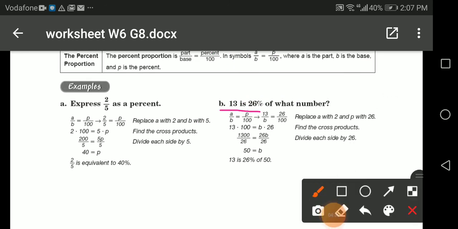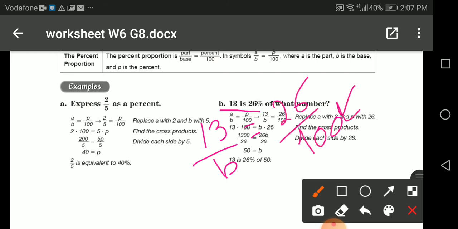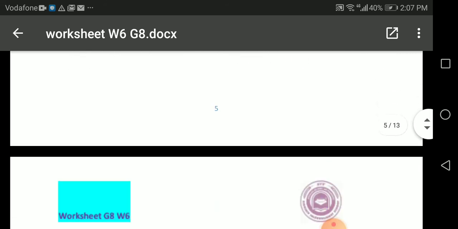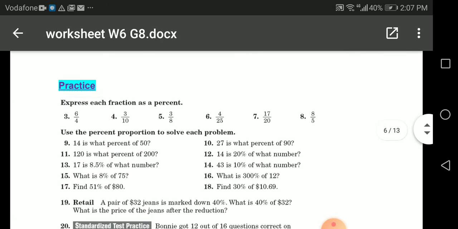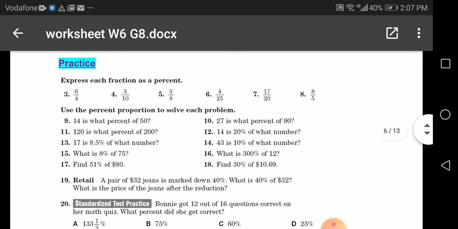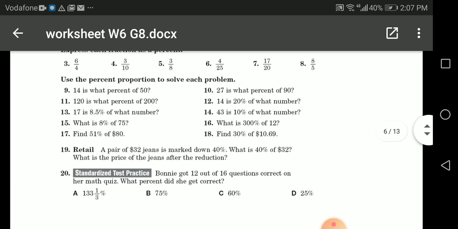13 is 26% of what number? The same idea. 13, remember this, guys, is 26%. Percent means here per 100. So what I do here, cross multiplication, I want here B, then I will do it by 100 times 13 all over 26. So the answer will be 50. You can try this. Okay, here express each fraction as a percent, the same idea.